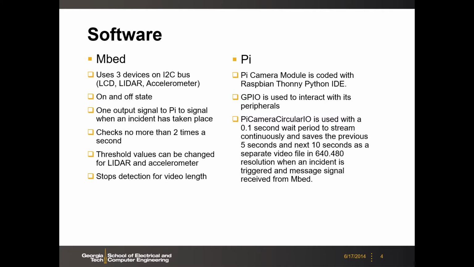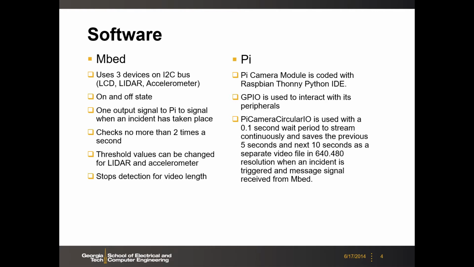The software checks the LiDAR and accelerometer values no more than 2 times a second, and the threshold values can be changed for the LiDAR and accelerometer. Also, during video recording, there is no detection from the 2 inputs. The Mbed then keeps track of all the values for the software, updates the LCD, and plays the speaker accordingly.